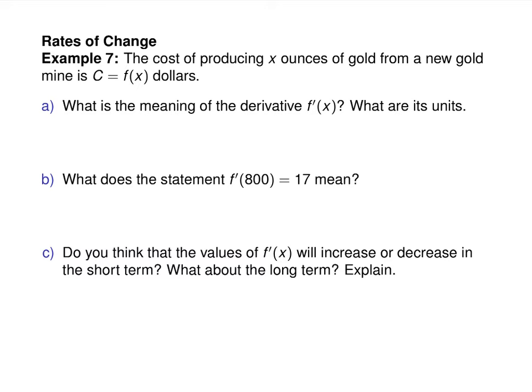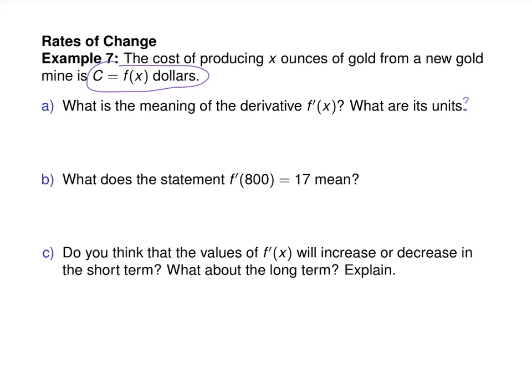So suppose you have a gold mine. I thought this question was very applicable to Alaska because we have gold mines here. The cost of producing X ounces of gold is given by this equation, C equals f of x dollars. So what is the meaning of the derivative, and what are its units? The book always asks these questions in this order, which is why I do as well. I think that figuring out the units first helps you figure out the meaning.